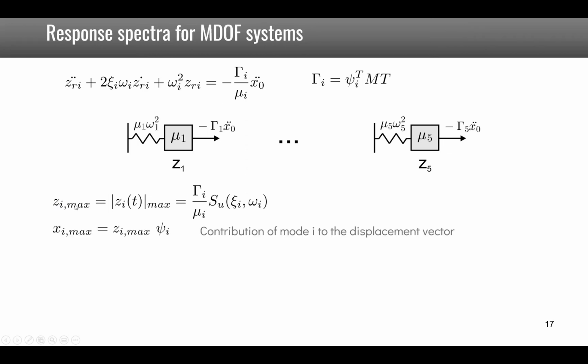Now, once you have the maximum Zi, you can get the maximum displacement by multiplying by the given mode shape, and you will have the contribution of mode i to the total displacement vector on all degrees of freedom. You can do the same for the acceleration by considering now the pseudo acceleration, the amplification factor, and multiplying by the mode shape.